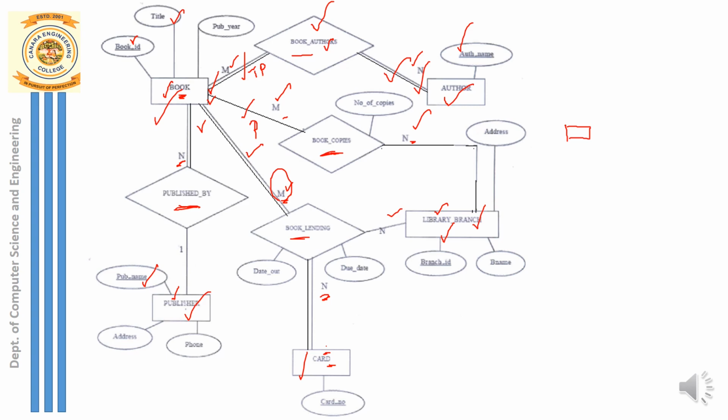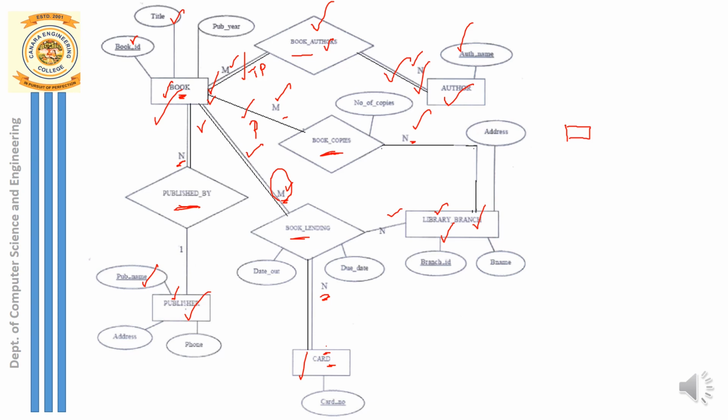But when I'm taking the library side, again for borrowing, a library need not lend all the books all the time, right? Only some of the books can be lent from the library. So I have taken it as partial from the library side. But what about the card side? A card should be used for lending the books. You cannot borrow the books without a card, right? So a card must be used to borrow the book. So it is total participation from the card side.